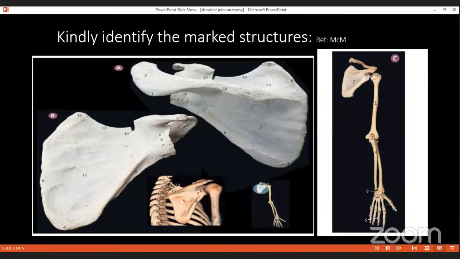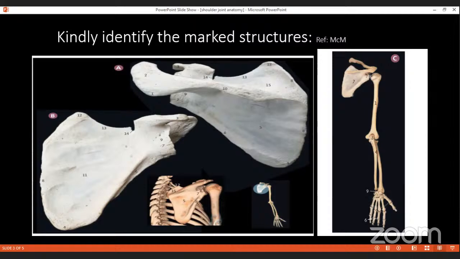What was the surface marking question that you asked? Surface marking of the coracoid process, you asked. It's at the junction of the medial three-quarters and lateral one-quarter of the clavicle, about 1 centimeter below that joint.